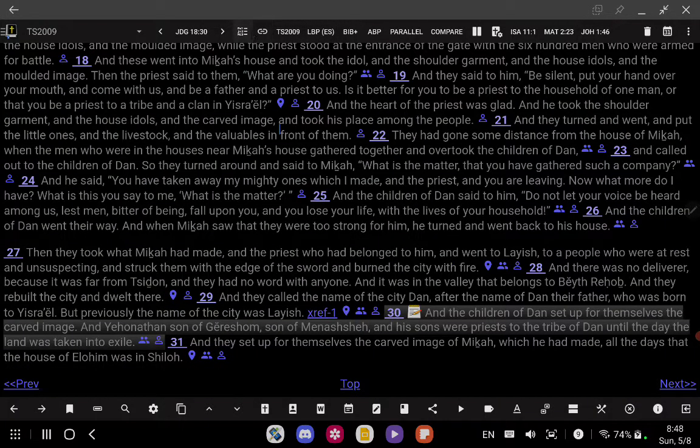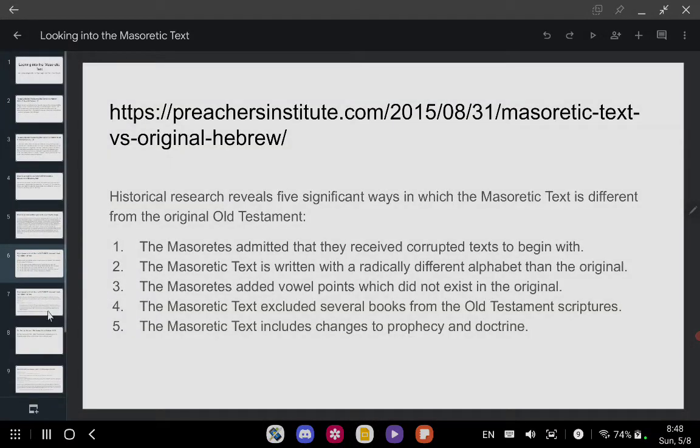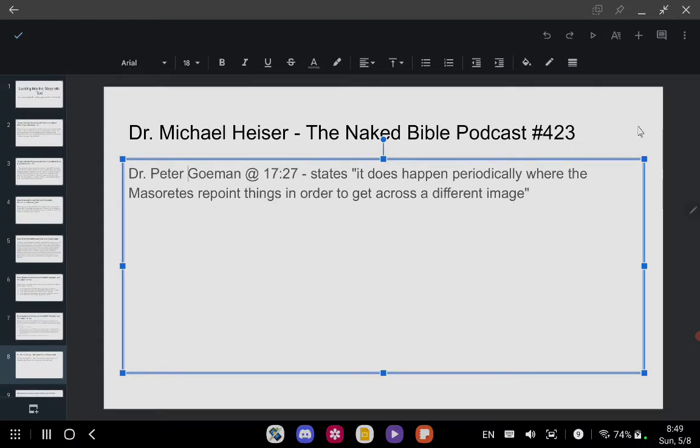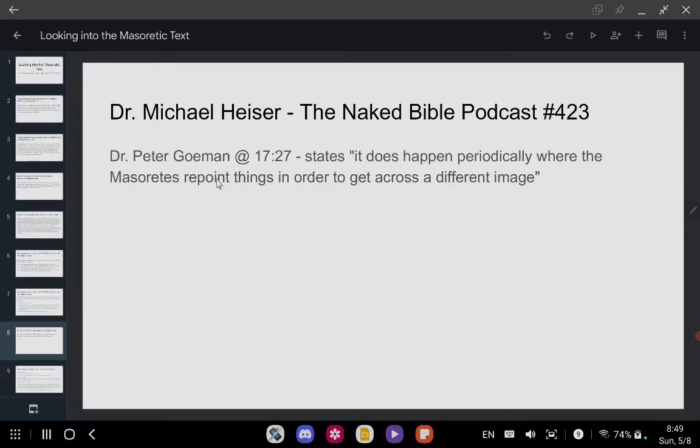All right, so like I said, I don't want to spend too much time on it because I do have some other ones. But I do have a quote here that I want to tell you before we get into the other ones, because these other two are very similar. And the quote is, Dr. Michael Heiser has a podcast called The Naked Bible. And in episode 423, his guest states, at the 17:27 minute mark, that it does happen periodically where the Masoretes repoint, and they're talking about the vowels, because these vowels are called pointings, where they repoint things in order to get across a different image.